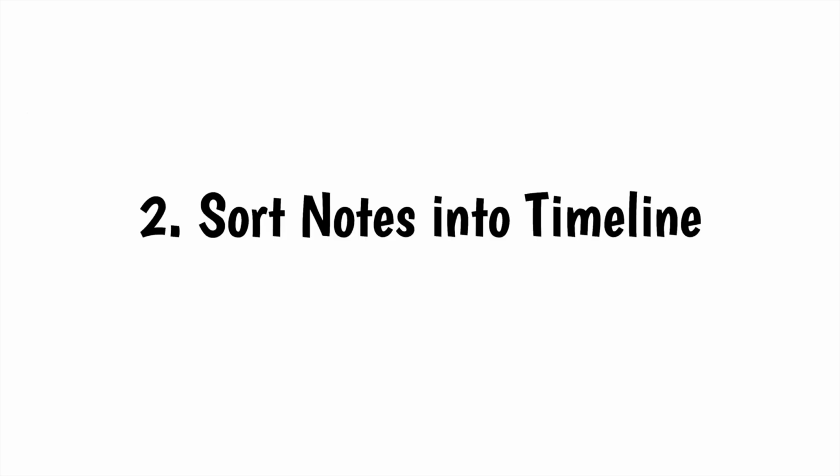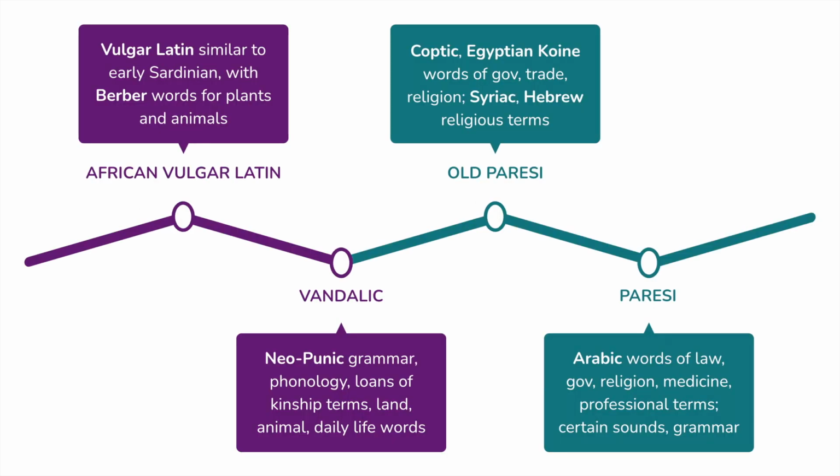Then, the third part of research is sorting those notes. Remember how in the last video we made a plan for which languages influenced your conlang when and in what capacities? Like, Paresi was first majorly influenced by Neo-Punic and Berber, phonologically and grammatically, and by loaning kinship terms, names of animals and plants, and some trading words. Then later, Koine Greek and Coptic influenced it grammatically, but also by loaning many words concerning religion, government, or trade. And finally, Classical Arabic loaned a ton of words concerning law, government, medicine, other professional things. You can also make a plan of how much of your lexicon will be from what language, or even do this for your phonology and grammar too.